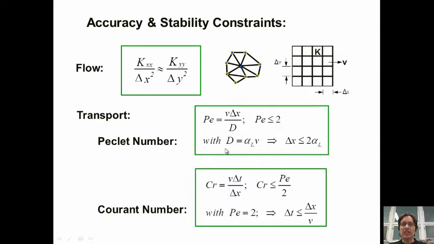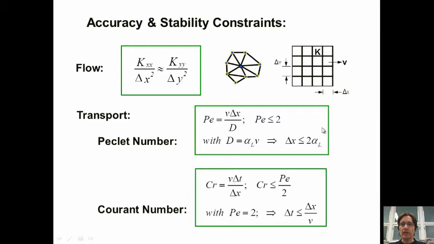If you make the simplification that the dispersion coefficient is the dispersivity times the velocity, this leads us to a method for estimating our grid spacing, delta x, as a function of the dispersivity. So this is saying as your dispersivity gets smaller, you really need a smaller delta x as well to resolve those concentration gradients that will appear.